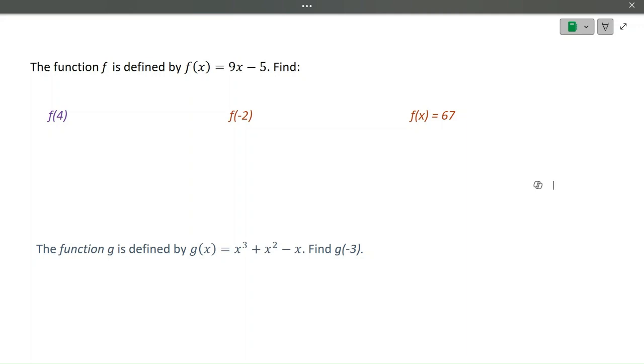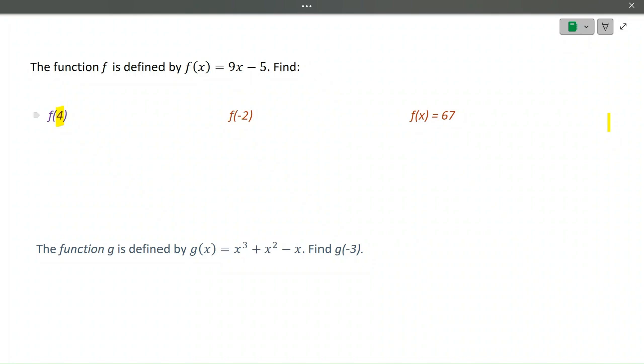Our first problem says the function f is defined by f of x equals 9x minus 5, and we are asked to find a series of values. So our first problem that we are tackling is we are to find f of 4. You're going to notice here that I'm reading this f of 4, not f multiplied by 4. This is the function notation.